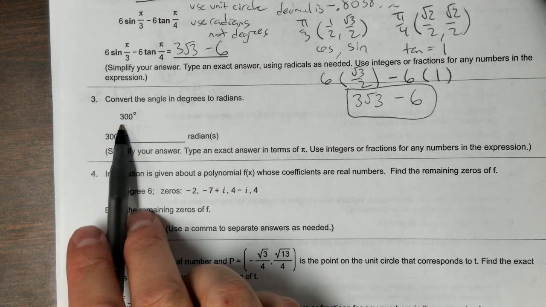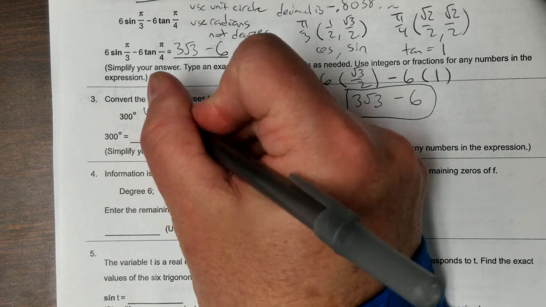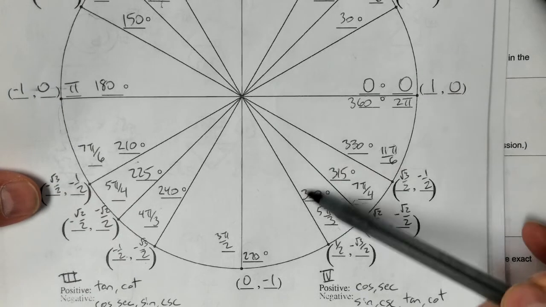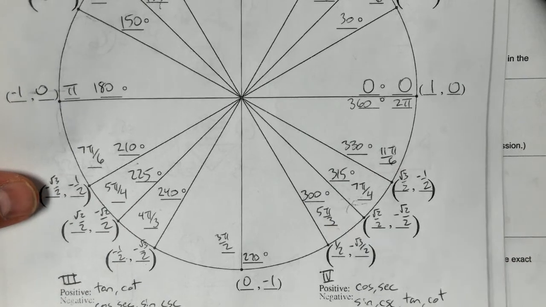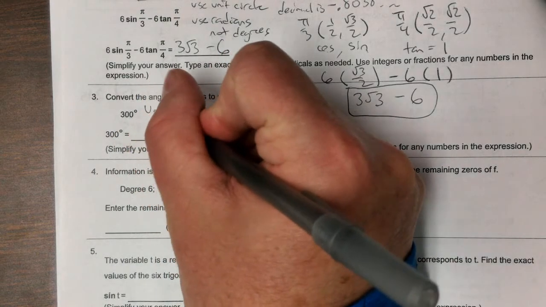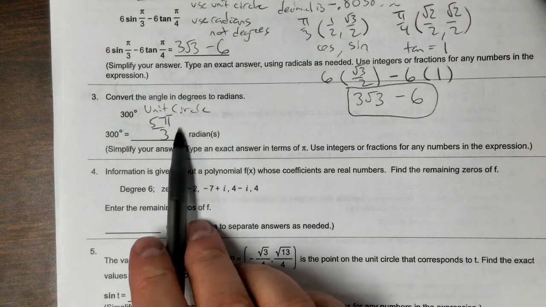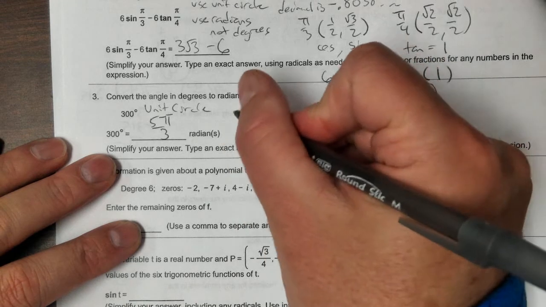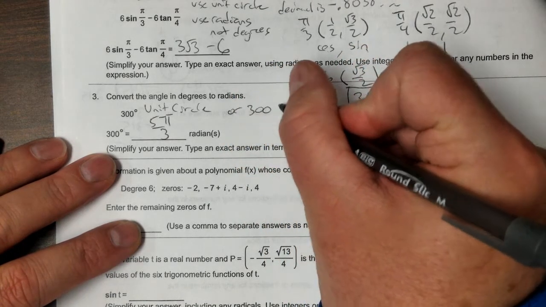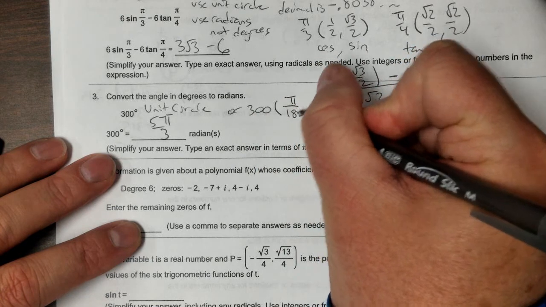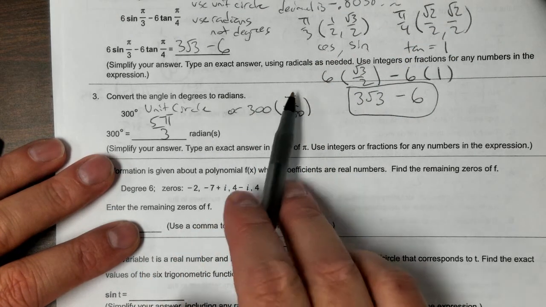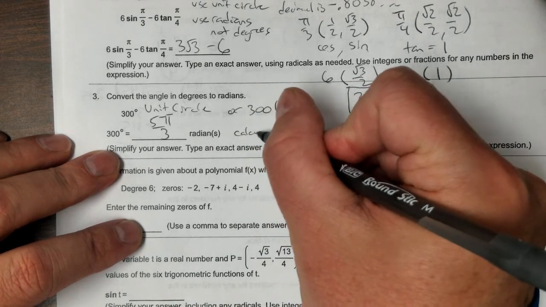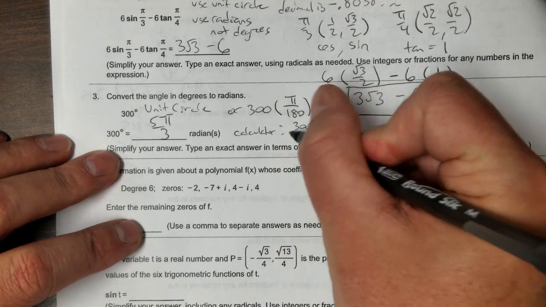Okay, now number 3, this one's 300 degrees. So the easiest way is look at your unit circle, and 300 degrees says the radian would be 5 pi thirds. So that's the easiest way to do it, as long as the number shows up. The other way is to use your conversion, which basically involves multiplying by pi over 180. When you're going to radians, your pi has to be on top. So on your calculator, you basically do 300 divided by 180.